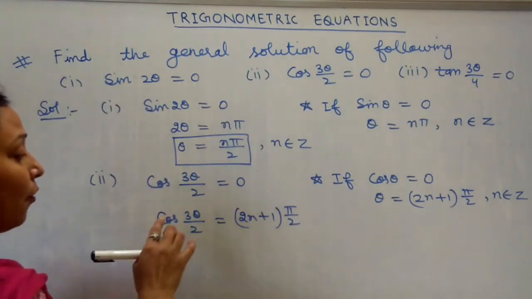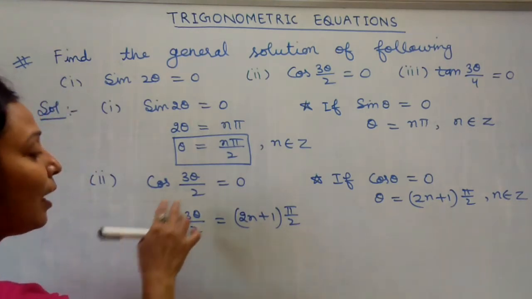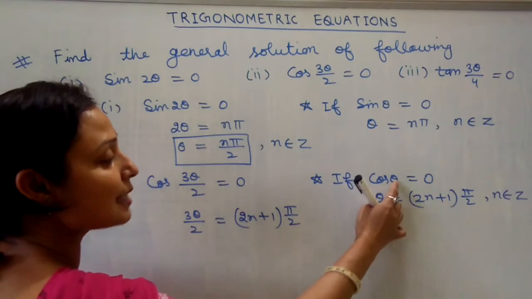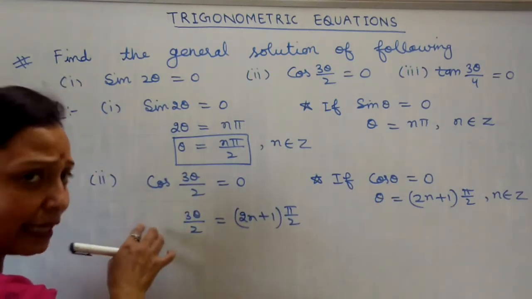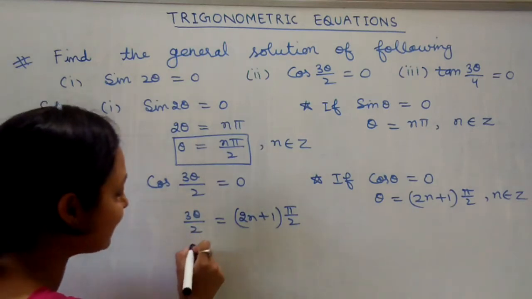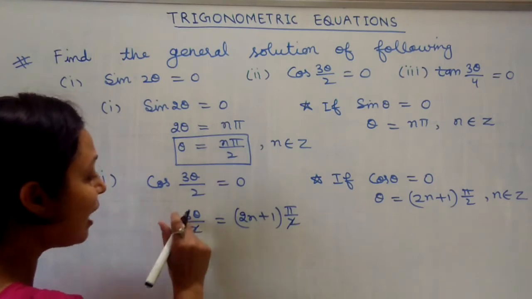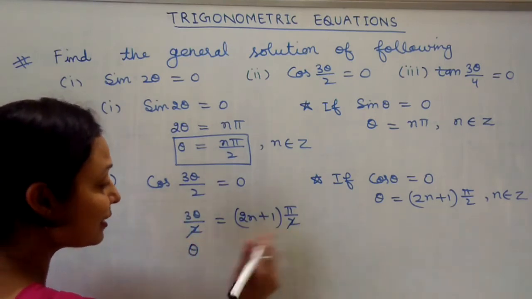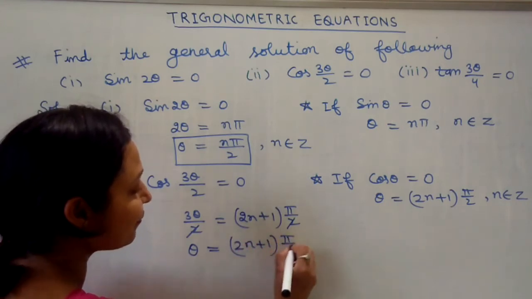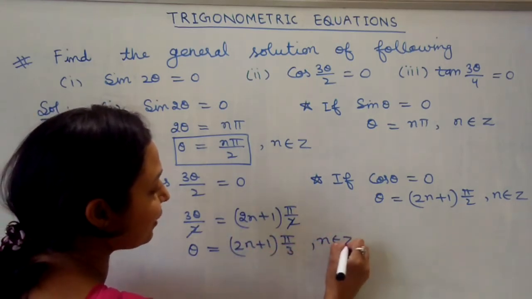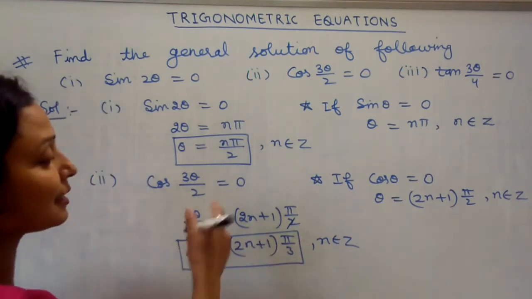Now, cos is not written here. You have to write only the angle, because the angle is theta, so you have to write only the angle, not the cos, sin, tan. So this is the value of theta. For finding theta, I will cancel out this 2 and 2, and I will take this 3 on the denominator like this: (2n plus 1) pi by 3, where n belongs to integer. So this is the second part.